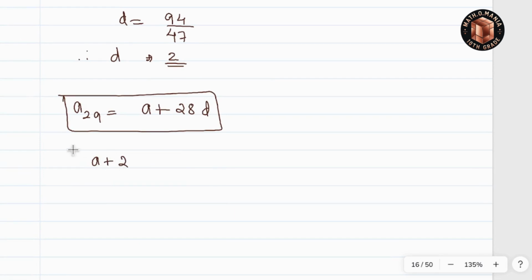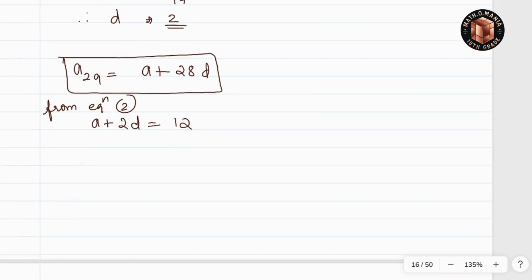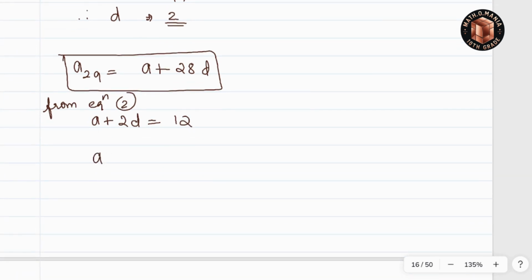A plus, from equation 2, A plus 2D equal to 12. Now I know the value for D. So if I substitute that value here, I will be able to solve the equation and find the value for A.